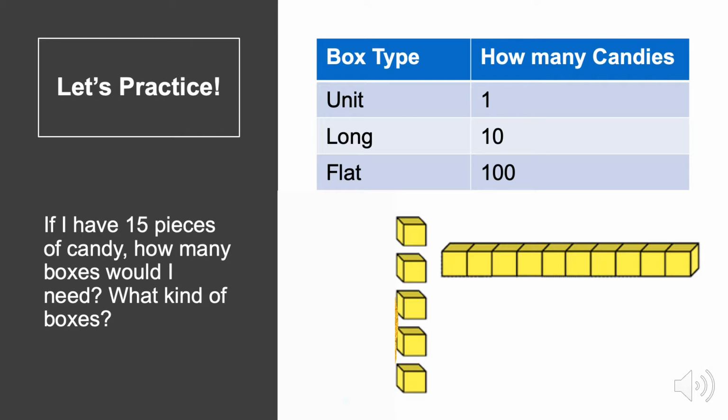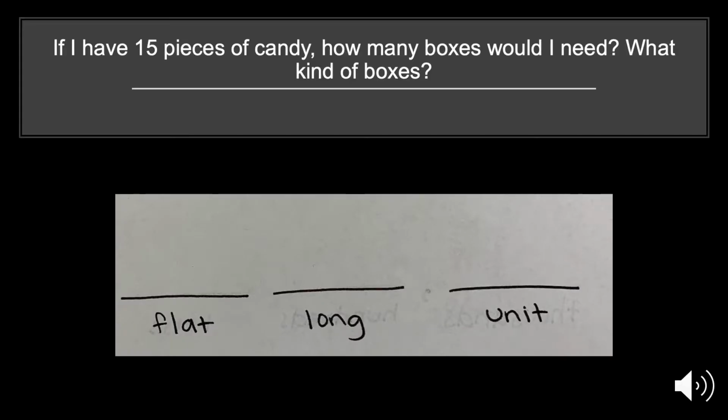Let's put these boxes on our place value diagram. We need to place our 15 pieces of candy onto this diagram. Where would we put the 5? That's right, in the unit spot. Now, what about the 1 long? Where would that go? You got it, in the long place value. When we place those numbers on their place value spots, what number do we make? That's right, 15.